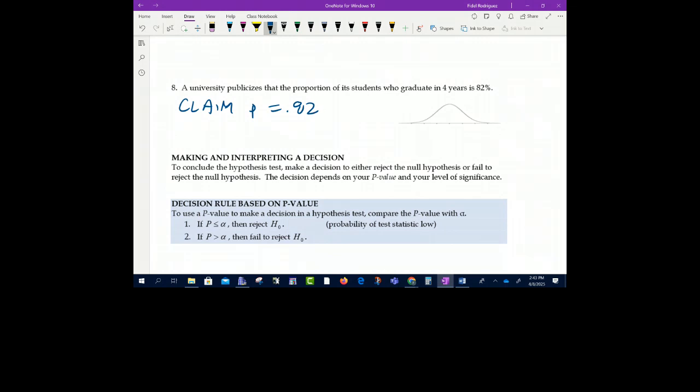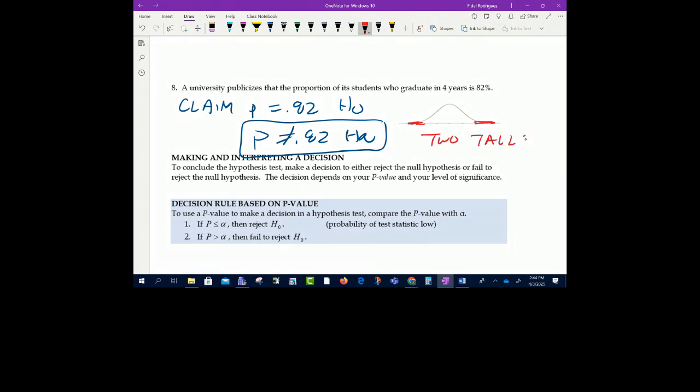Okay. Guys, what do you think? Is that my Ho or my Ha? That's the Ho. Okay. So then, not equal to 0.82, would you guys agree that's my Ha? When it is not equal to, y'all, we're going to have these things, and this is what we call a two-tailed test.